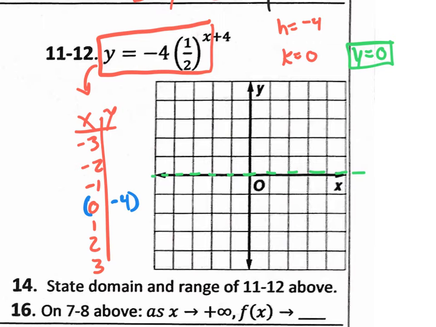What else? You could plug in 1 if you wanted to and do all that nasty math, or you could just use the growth or decay factor to get your remaining outputs because you have them in consecutive integer order. So -4, I needed to decay by half to get to the next one. So that will be -2. And then the next one, -1. And then the next one, -1/2. And then the next one, -1/4. And the next one, -1/8. And the next one, -1/16. And we know it keeps getting smaller and smaller. So it's decaying by the factor of 1/2.